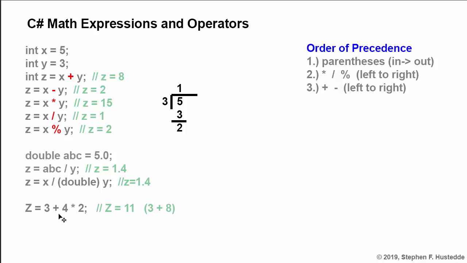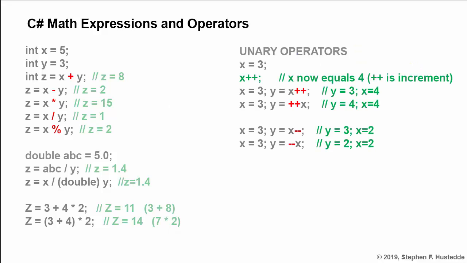So in this case, because of the order of precedence, it's going to do the multiplication here first, 4 times 2, and add 3, and the result is 11. If, however, we put parentheses around the 3 plus 4, that raises the precedence of that part of the equation to be higher, and it's going to do 3 plus 4 first, 7, and multiply that by 2, and the result is 14. There's also something called unary operators.